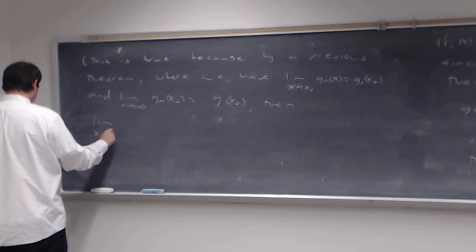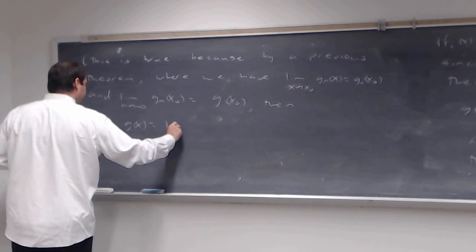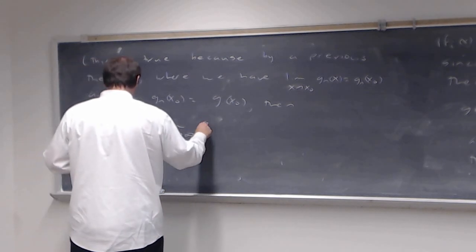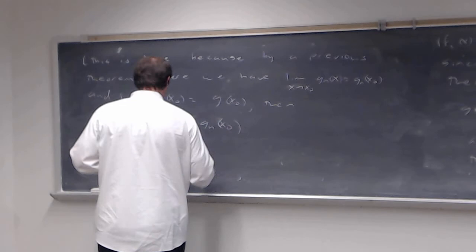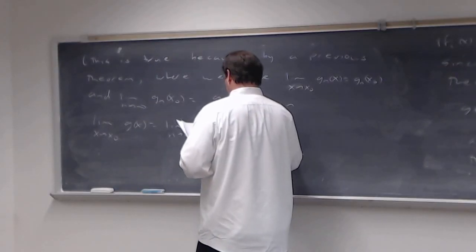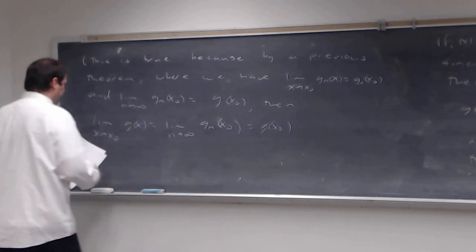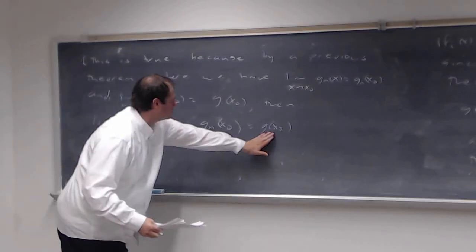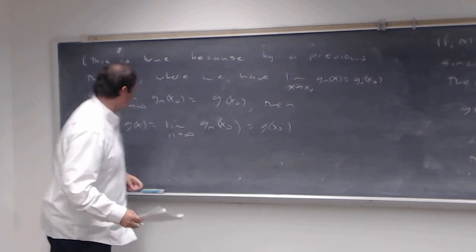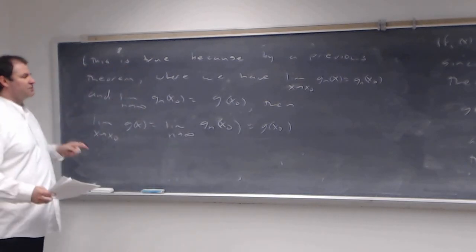as x goes to x naught of g of x is equal to the limit as n goes to infinity of g sub n of x naught, which equals g of x naught. And this part, this limit as x goes to x naught of g of x equaling g of x naught, where x naught is the limit point, is what gives us the continuity of g at x naught.